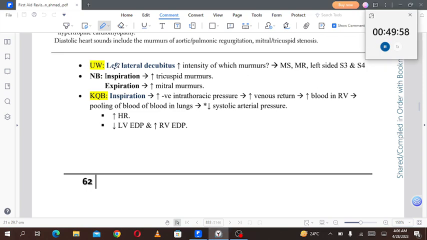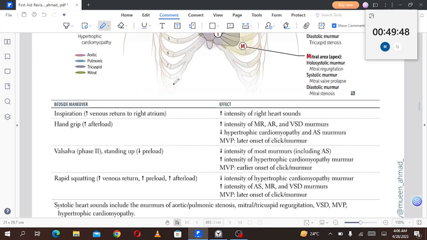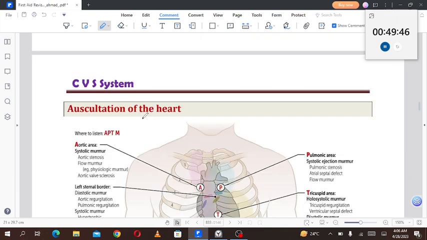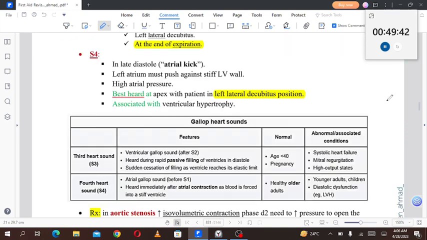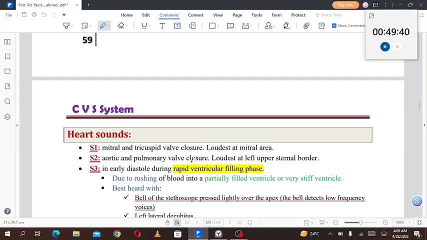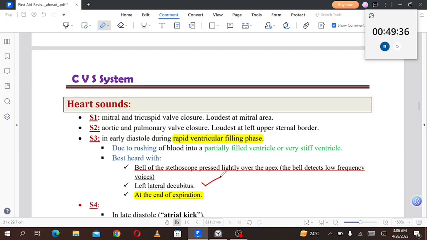So there is a UWorld point that left lateral decubitus position increases the intensity of which murmur? The answer is mitral stenosis, mitral regurgitation, and left-sided S3 and S4. So here we saw that for the murmurs to be audible, and for the S3 and S4 heart sounds when we were talking about that, the position must be left lateral decubitus for the S4 as well as for the S3. Yep, left lateral decubitus position.